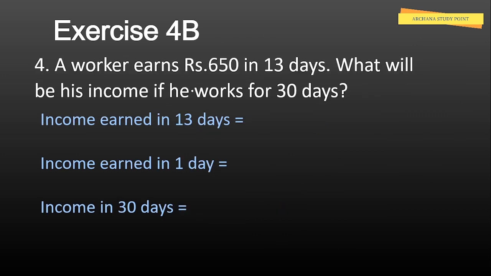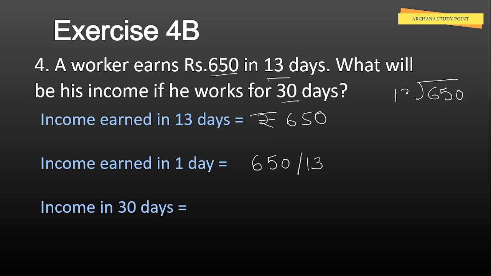Coming to question number 4. A worker earns rupees 650 in 13 days. What will be his income if he works for 30 days? In this question, income earned in 13 days has been given as what? It has been given as rupees 650. Income earned in 1 day, for this we will divide 650 by 13. Let's solve it. 650 by 13. 13 multiplied by 5, 13 5s are 65. Leaves us a remainder of 0, and we'll put 0 here also. So income earned in 1 day is rupees 50.